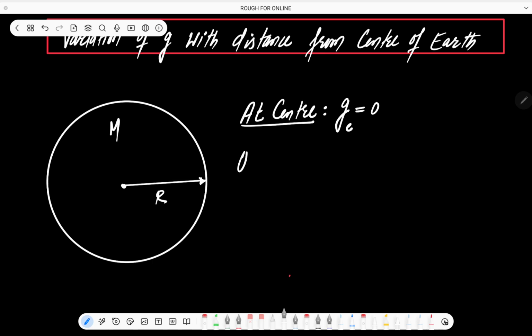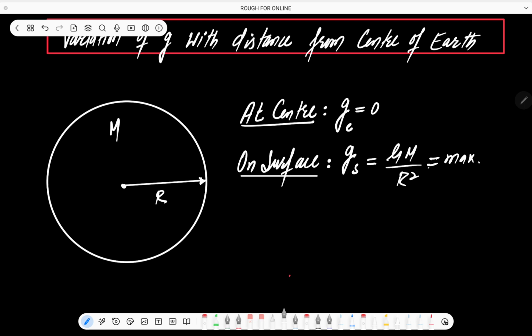Next I will write down the acceleration due to gravity on the surface. On the surface, you know that acceleration due to gravity is maximum, which comes out to be GM divided by R², isn't it? Which is the maximum value of acceleration due to gravity.